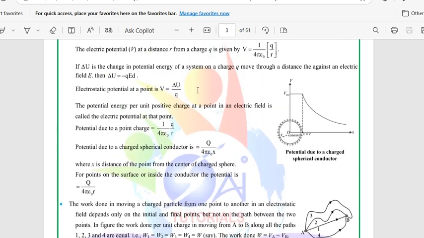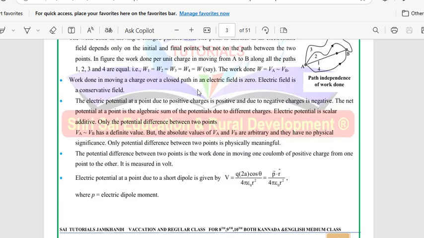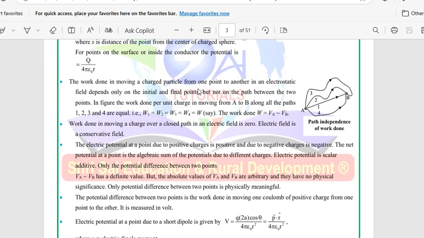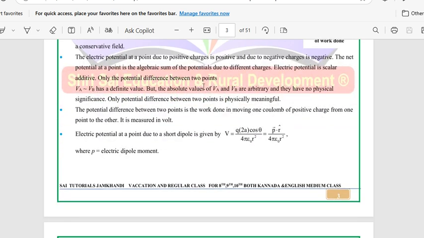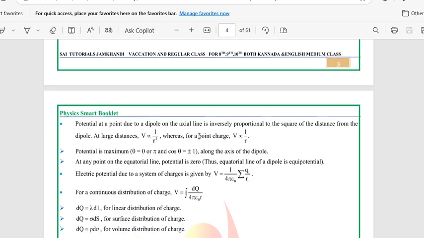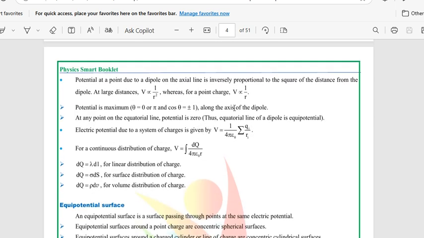In yesterday's class, I mean in the previous session, we discussed some of the concepts related to your syllabus, that is, electric potential at a point due to a short dipole, and we derived an expression, that is V is equal to Q into 2A into cos theta divided by 4 pi r square, is equal to P bar dot R bar divided by 4 pi epsilon naught into R square, where P is the electric dipole moment. And some of the cases where we derive the dipole on the axial line and the equatorial line.